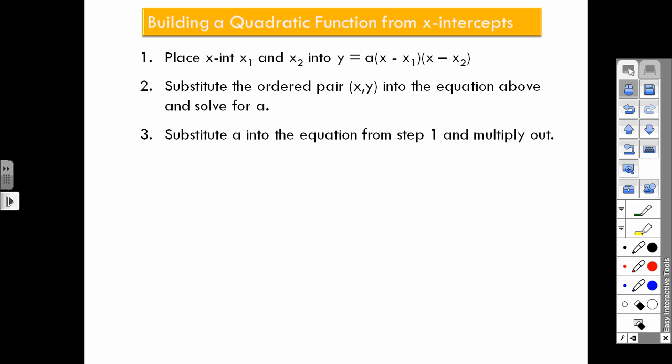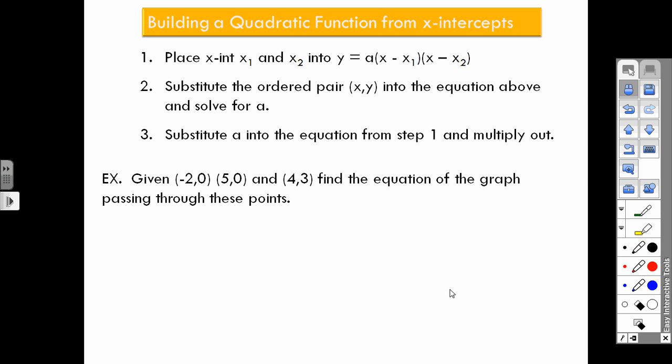And once you have a, the third step is to substitute a back into this original equation, and then you just multiply it out, and you've got your quadratic function. Seems easy enough, yeah? So let's try it. These are the 3 points that I'm giving you, and notice that 2 of these are the x-intercepts. So here's one x-intercept, and here's the other one. And this 4, 3 is that third point, or point that's on the graph that it passes through.